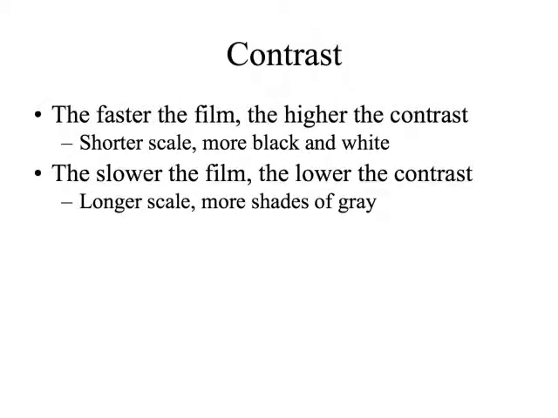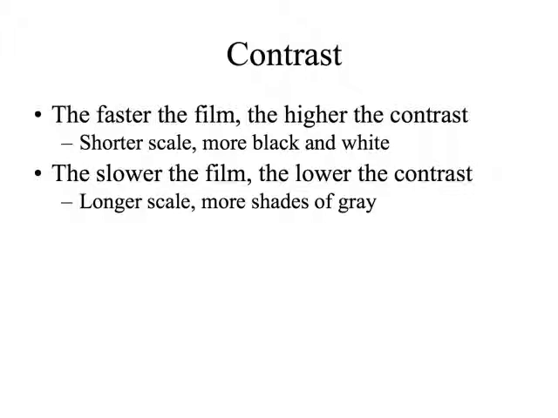The faster the film, the higher the contrast. So it's going to be a shorter grayscale, with more black and white. The slower the film, the lower the contrast. So it's going to be a longer scale, a longer grayscale, more shades of gray.